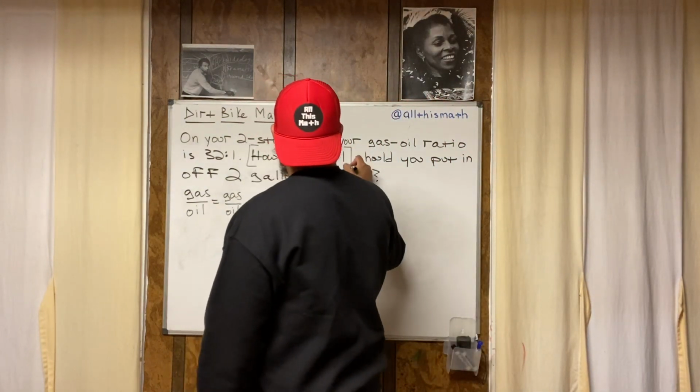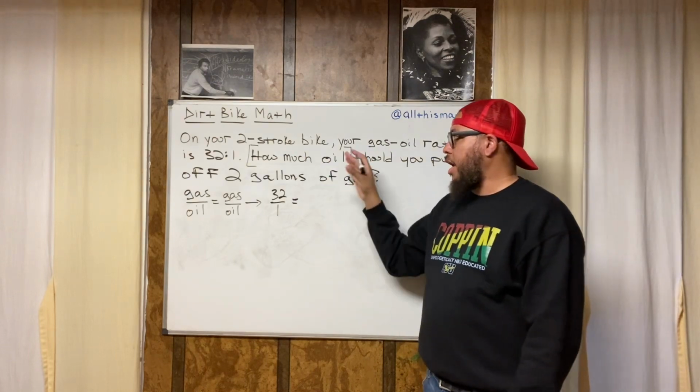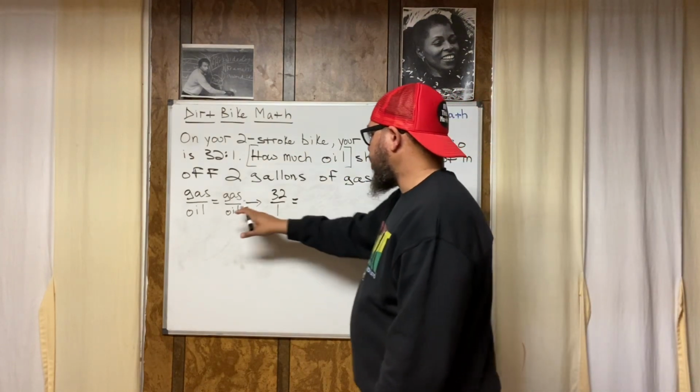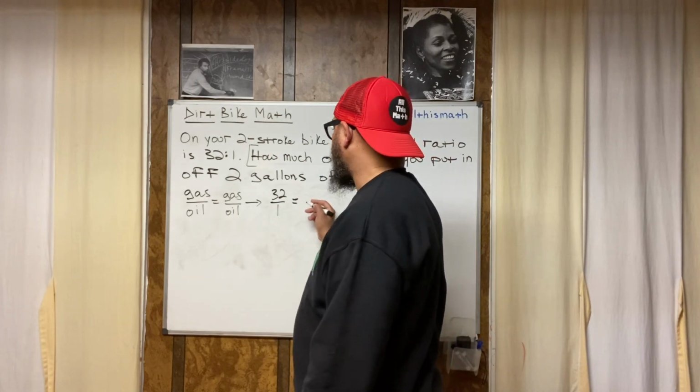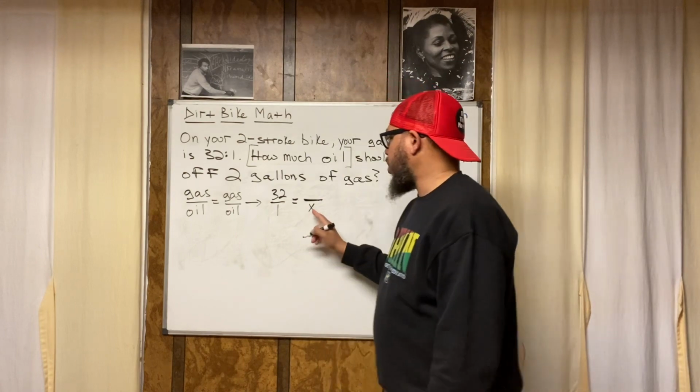How much oil? That's what we're trying to figure out. Always zero in on what you're trying to figure out. We're trying to figure out how much oil. So since we're trying to figure out how much oil, that's in the denominator. So that's going to be our variable. We don't know that, so we call that a variable.